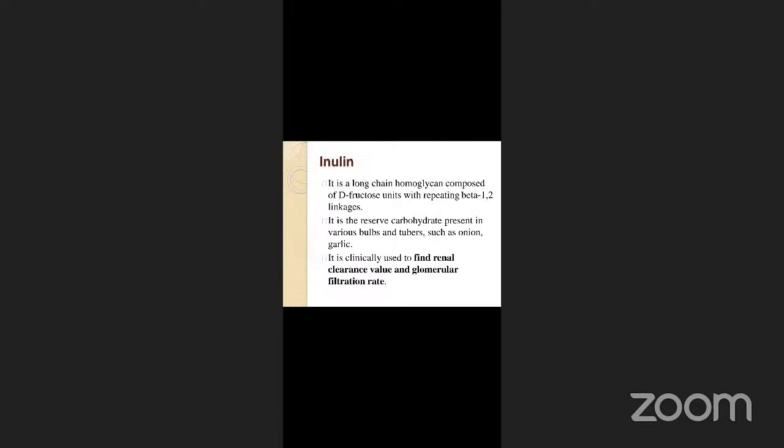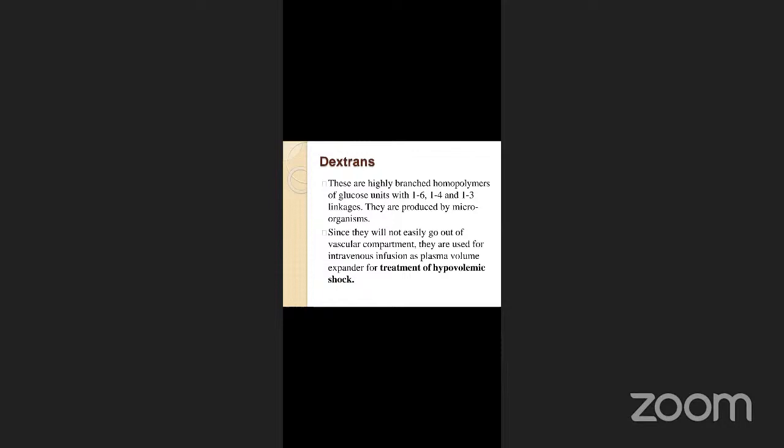The next is inulin. It's a homoglycan, also made of glucose molecules. They are present in bulbs and tubers like onion and garlic. They help in renal clearance values and glomerular filtration rate. Then dextrans. Dextrans are also homopolymers produced by microorganisms. They will not go out of the vascular compartment, hence they are used for intravenous infusion of plasma. Mainly in conditions like hypovolemic shock, dextran is given as a treatment.